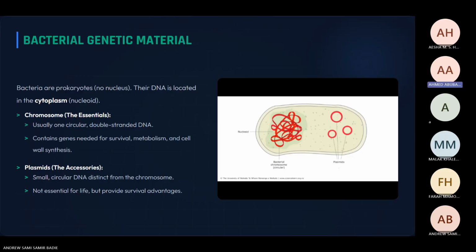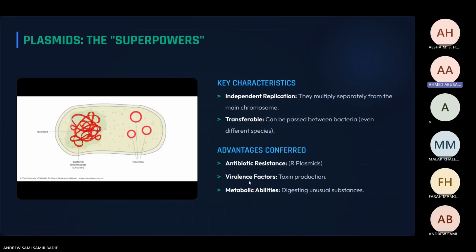So, as I said before, the next slide is going to specifically talk about the plasmids. So, what makes plasmids so powerful? There are two main things: they can copy themselves independently, so they don't wait for the cell to divide, they can replicate inside the cell independently. And secondly, which is the scary part, they can be transferred, as we said before, through the conjugation process. And they carry the most important genes, which are antibiotic resistance and toxin production.